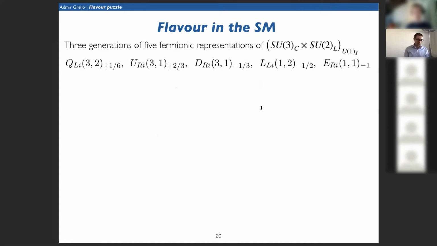So the standard model is a gauge theory. It's SU3 color for QCD, SU2L for weak electroweak, and U1 hypercharge. So there are 5 different fermionic representations under the standard model gauge group. These are left-handed quarks, right-handed up quarks, right-handed down quarks, left-handed leptons, and right-handed charged leptons. So left-handed fields are doublets, right-handed fields are singlets. But so we have these 5 different representations.